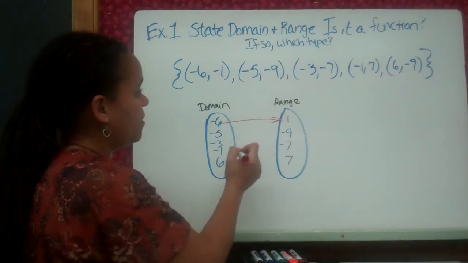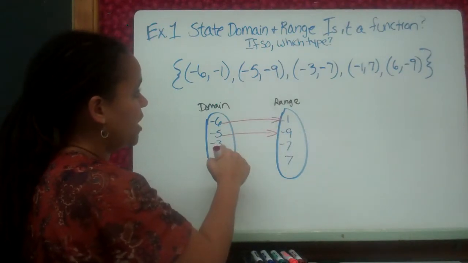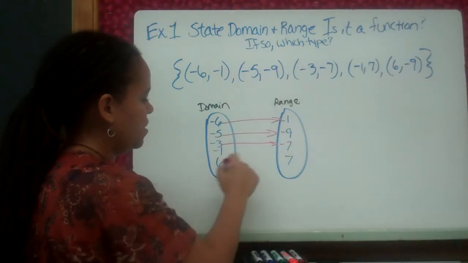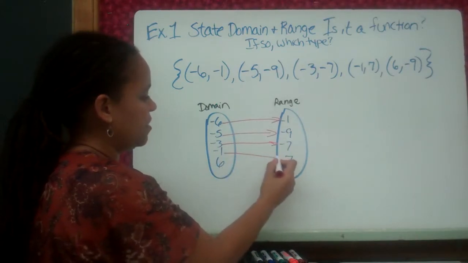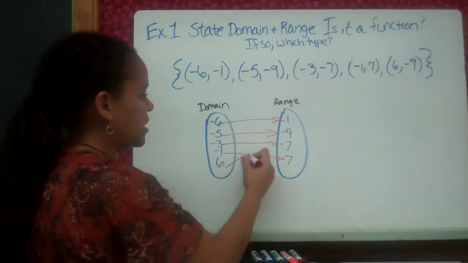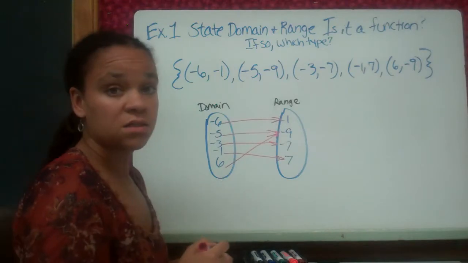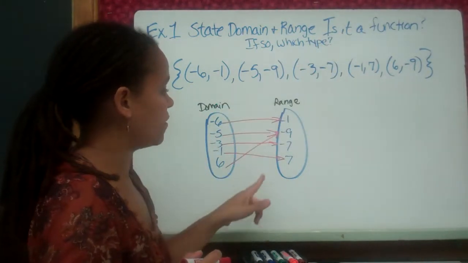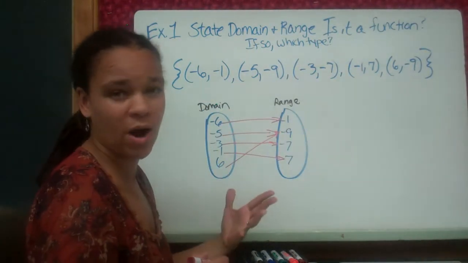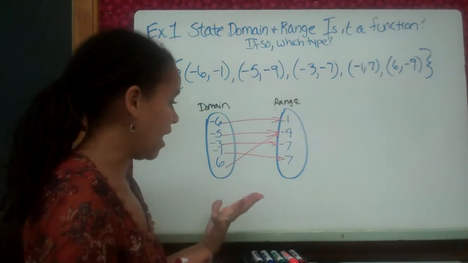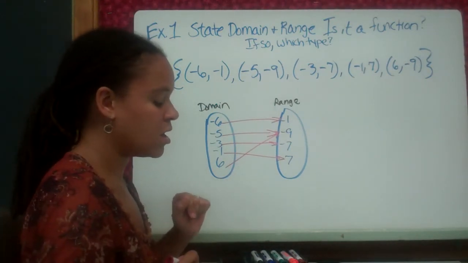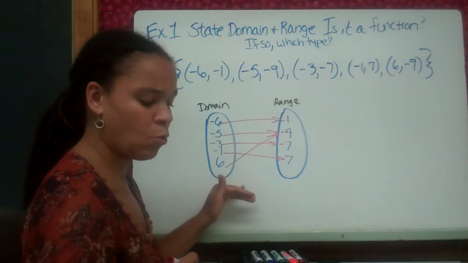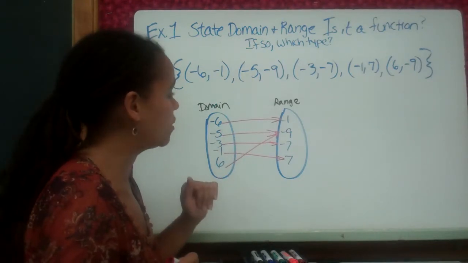-6 goes with -1. This is mapping. -3 goes to -7. -1 goes to 7. And 6 goes to -9 as well. So the question is, is this a function? Just by looking at this before we graph it, can you tell if it's a function? Well, yes, you can look at it. It is a function.